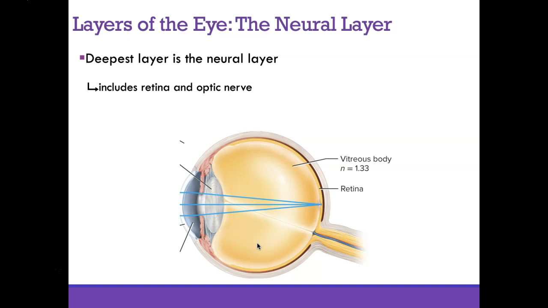Finally, we have the inner layer, also called the tunica interna or the retina. We'll talk about that in a bit, but that's the star of the show, right? The retina and the optic nerve make up the neural layer, and that's the movie screen that's going to be communicated to the brain.